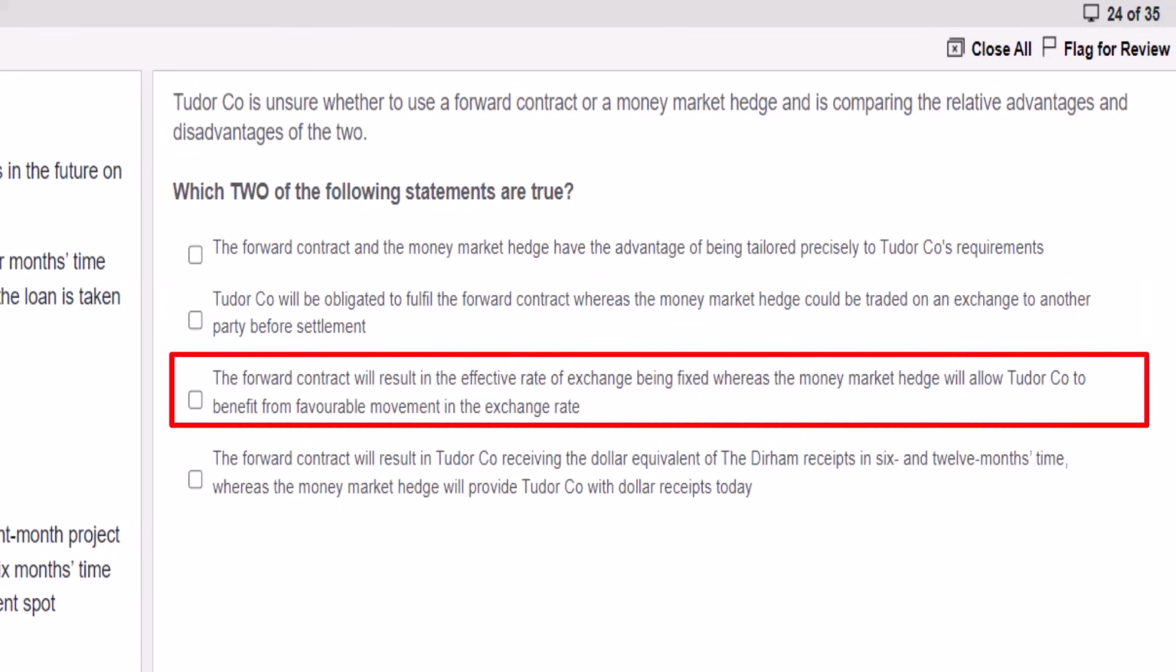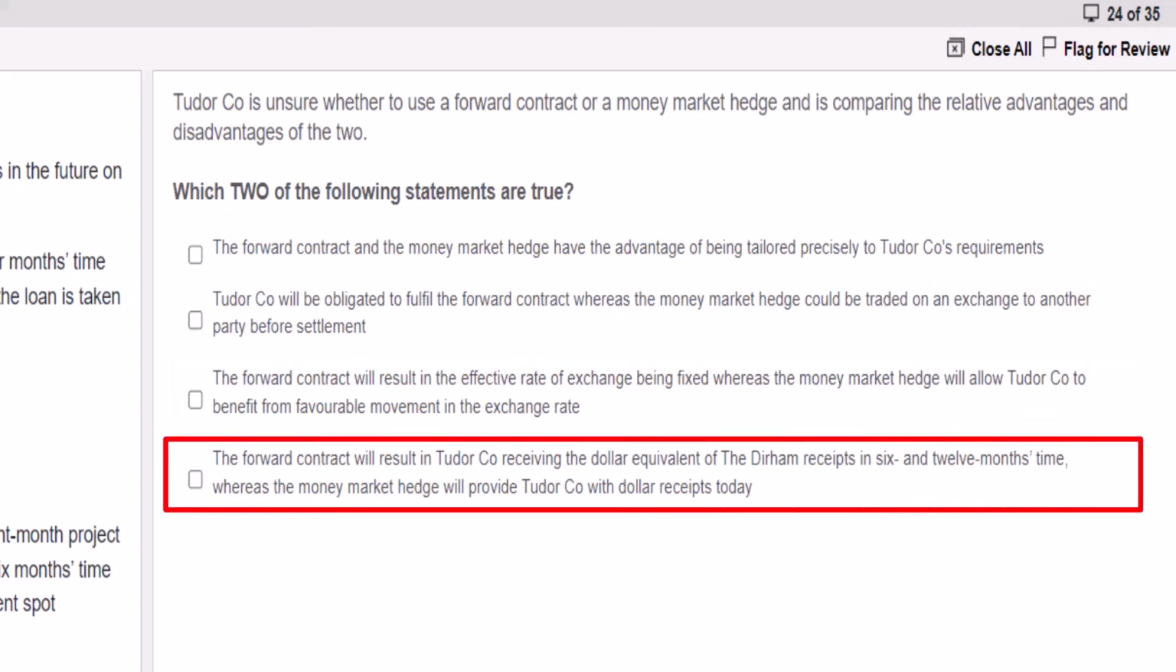Third selection, the forward contract will result in an effective rate of exchange being fixed, whereas the money market hedge will allow Tudor company to benefit from a favourable movement in an exchange rate. Again, it is effectively a fixed rate, so the forward contract is true, but it's also an effective fixed rate for the money market hedge. You manufacture a forward rate by doing a money market hedge. You cannot benefit from a favourable movement in exchange rates. It does not have an option, it's an obligation. So that one isn't true either.